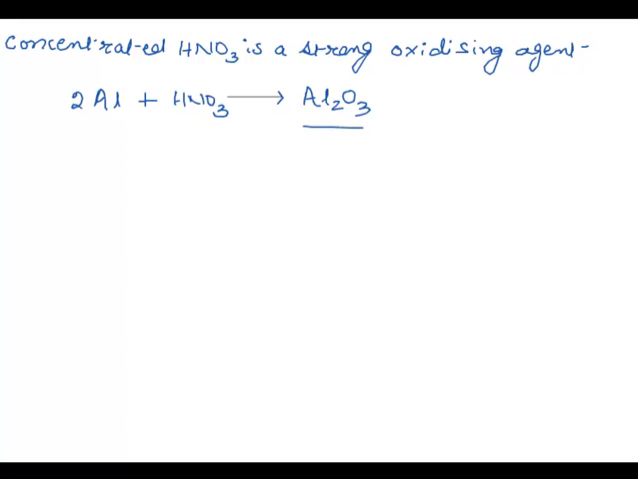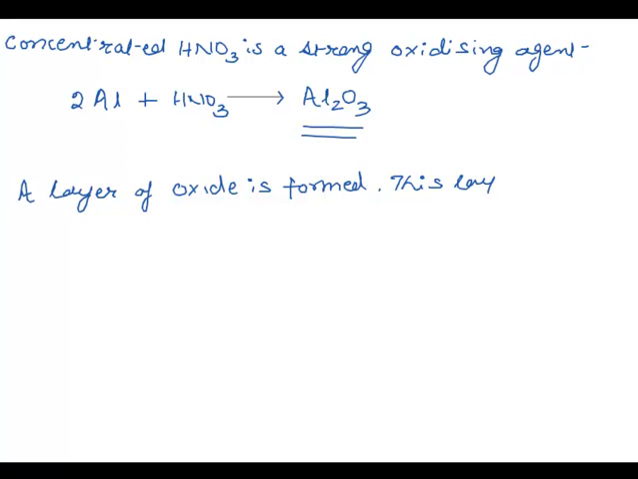Now once this layer is formed, what will happen now? A layer of oxide is formed. Now this layer of oxide protects aluminium from further oxidation. Getting my point? So this layer protects aluminium from further oxidation.